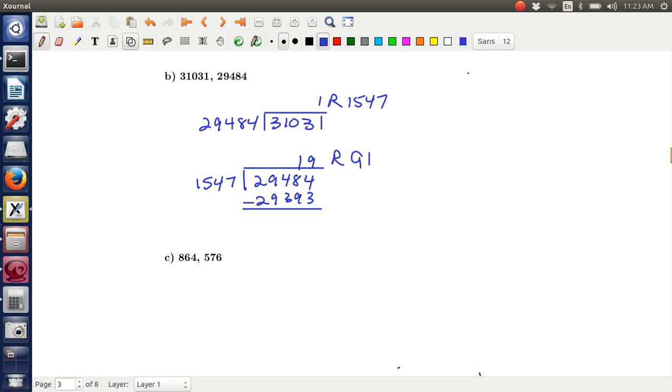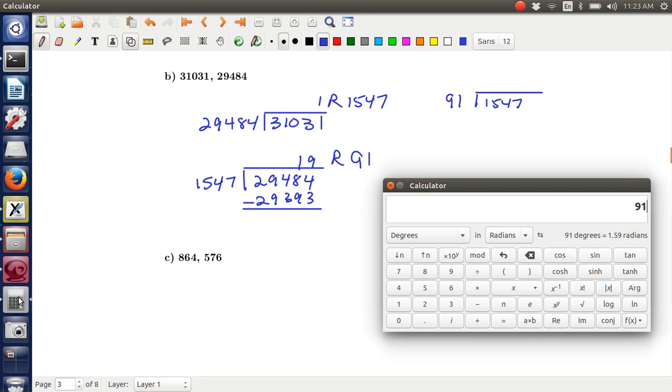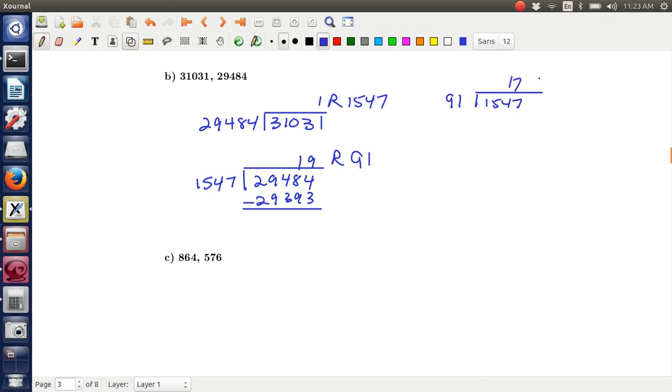Okay, then we go to the next step. We say 91 and 1547. How many times does it go in? Well, probably about 15 or 16, right? Well, let's find out. 1547 over 91. Oh, it's 17 and it's exact. Nice. So this guy is our GCF. Make sure you mark it. You don't have to rewrite it if you circle it and point to it, but you have to write, this is my GCF. Just label it like that.